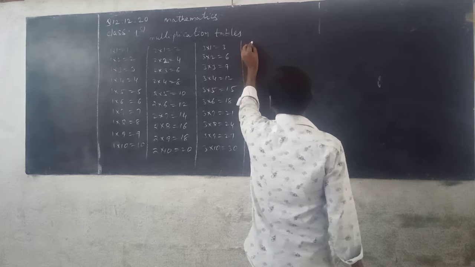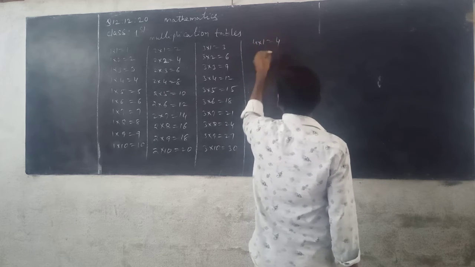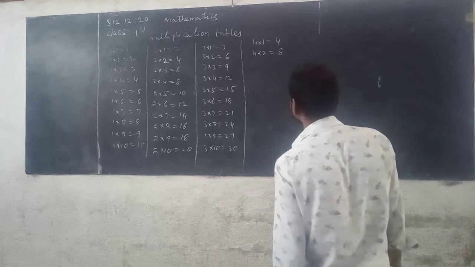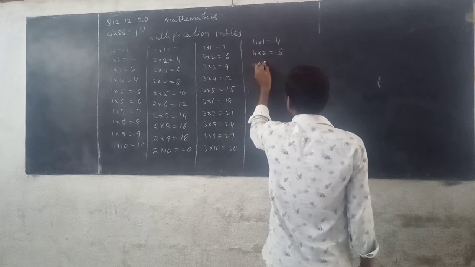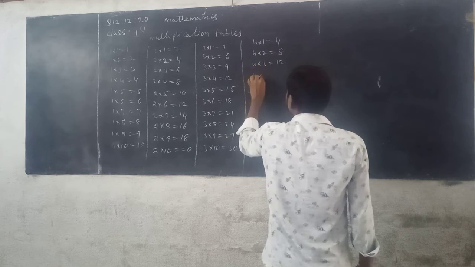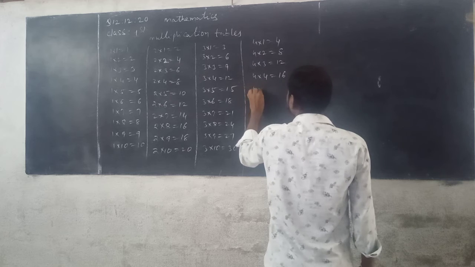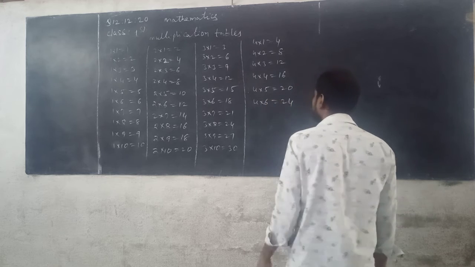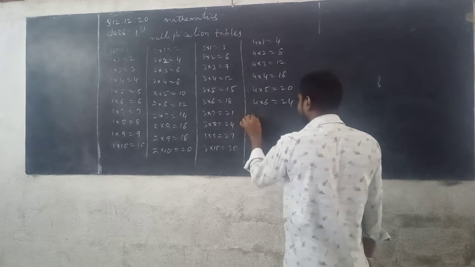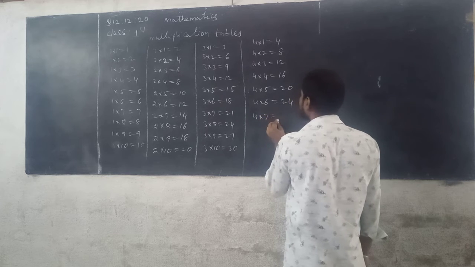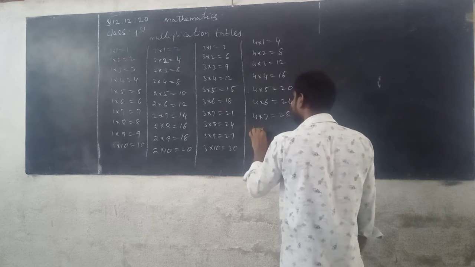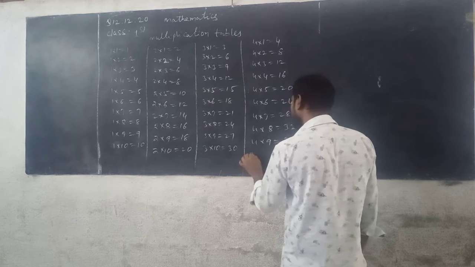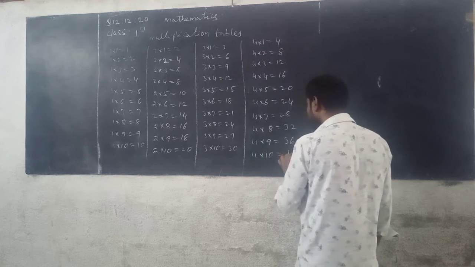Now fourth table. Four ones are four, four twos are 8, four threes are 12, four fours are 16, four fives are 20, four sixes are 24, four sevens are 28, four eights are 32, four nines are 36, four tens are 40.